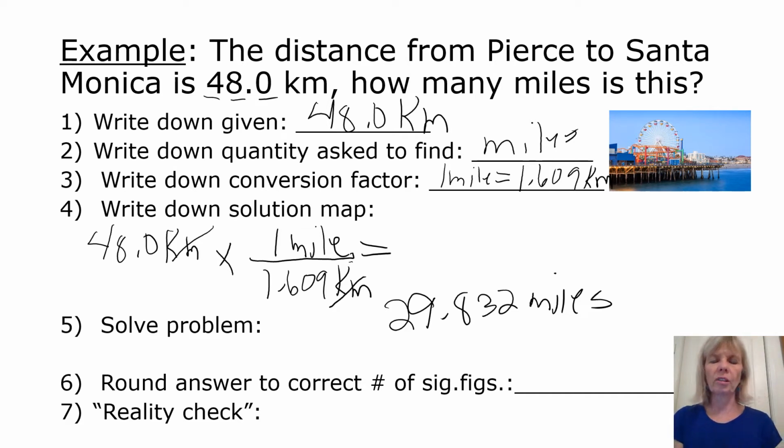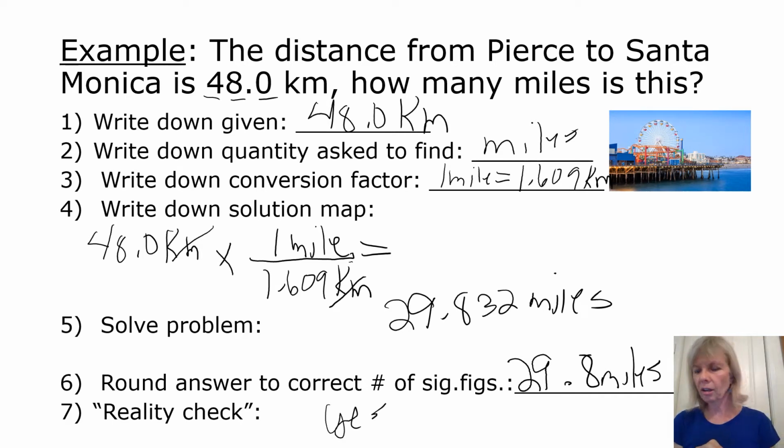And now we want to check that we have the correct amount of sig figs. 48.0 is 3 sig figs, so our final answer should have 3. So it's 29.8 miles is my final answer. And then reality check, does that sound right? Yeah, it's about 30 miles to get to Santa Monica from Pierce. If you were to drive when there's no traffic, it would probably take you about half an hour. If you're going 60 miles an hour, that makes sense. So I would say yes, reality check, my number sounds good.